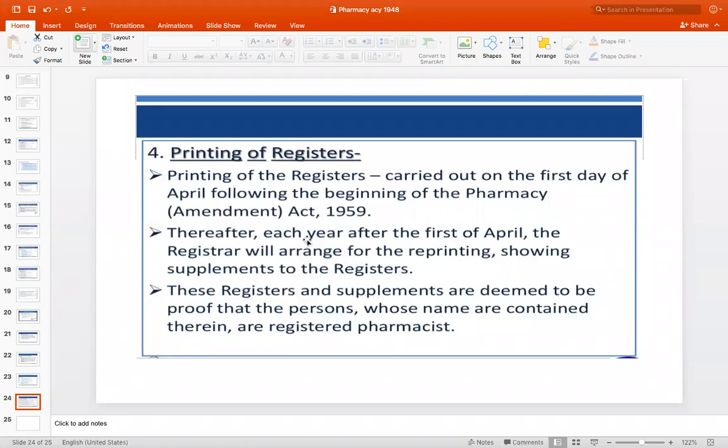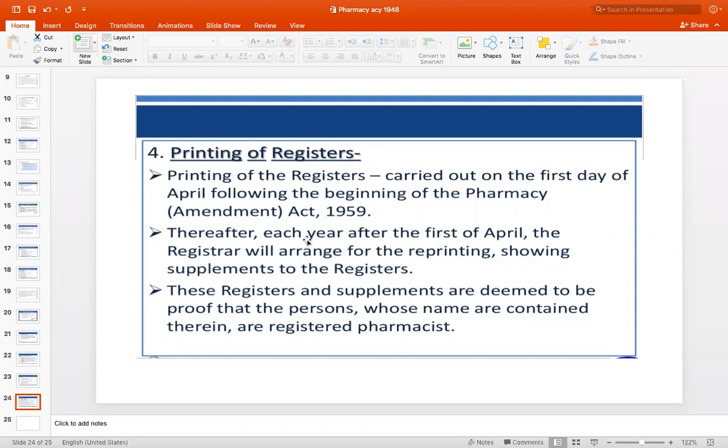Printing of registers is carried out on the first day of April following the beginning of the pharmacy. This act was also an amendment passed in 1959. It should be done on the first day of April. April 1st, it should be printed.